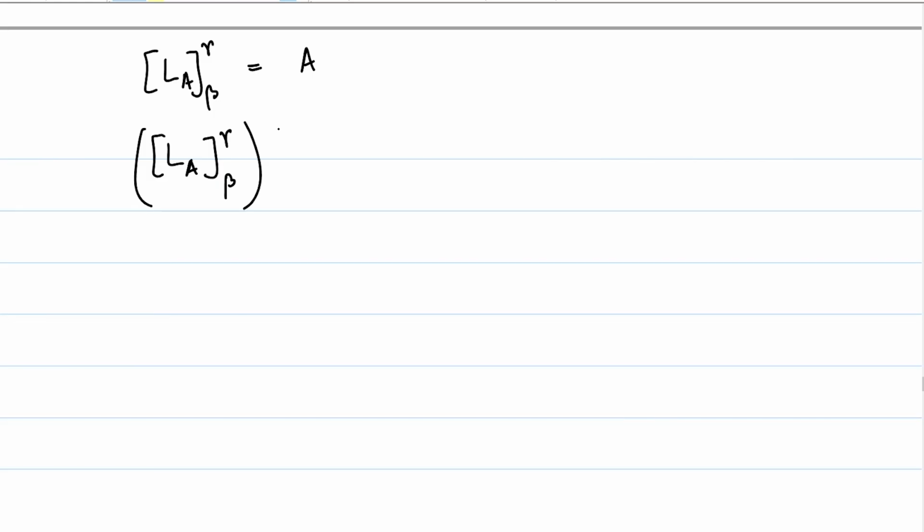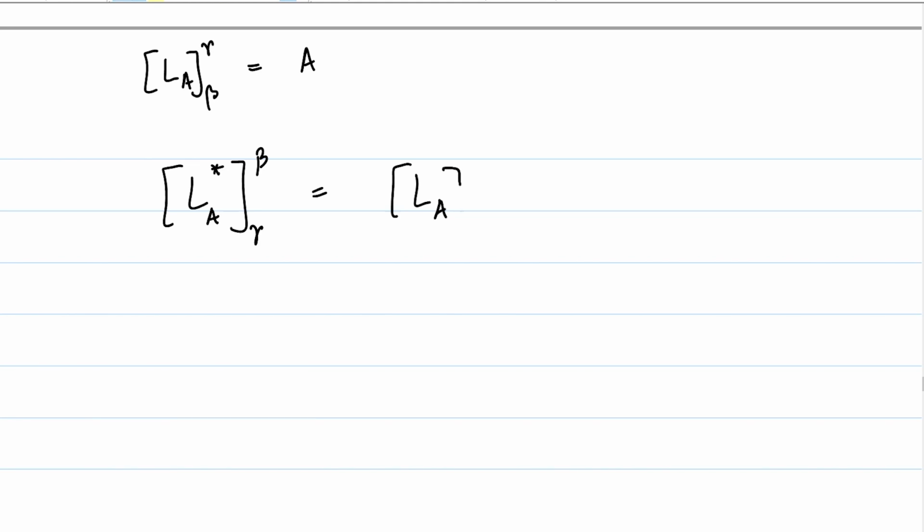Okay, so what are we interested in? We are interested in the adjoint L_A star, right? This is what we are interested in. And we know that the matrix of this with respect to gamma and beta is just the adjoint of the matrix of L_A with respect to beta and gamma. But we know what that is: the matrix of L_A with respect to beta and gamma is A. So this is just A adjoint.